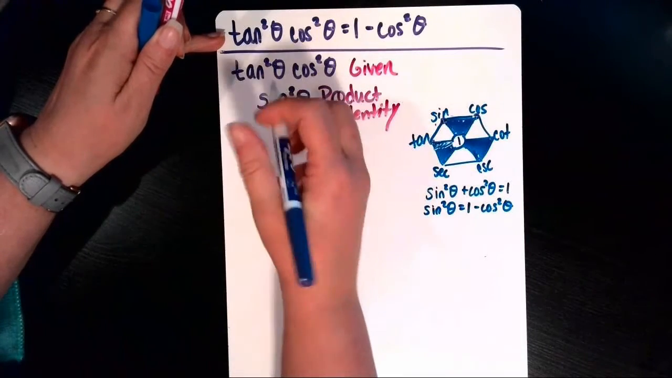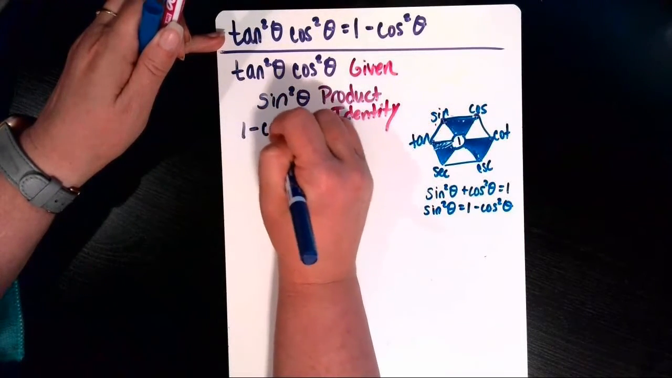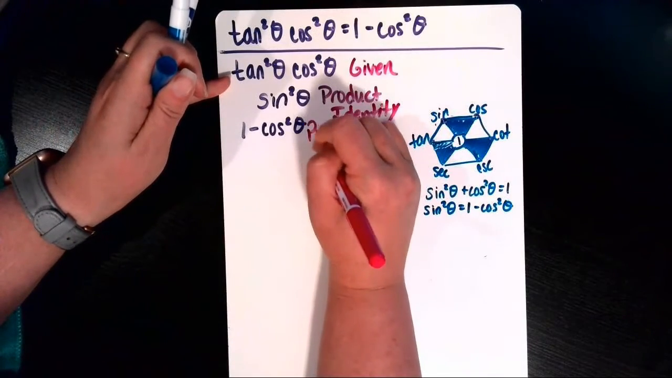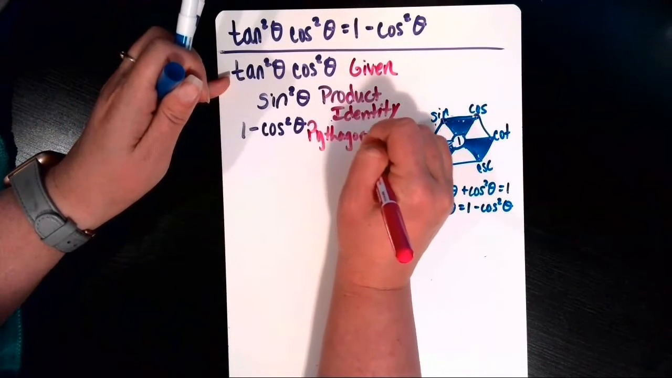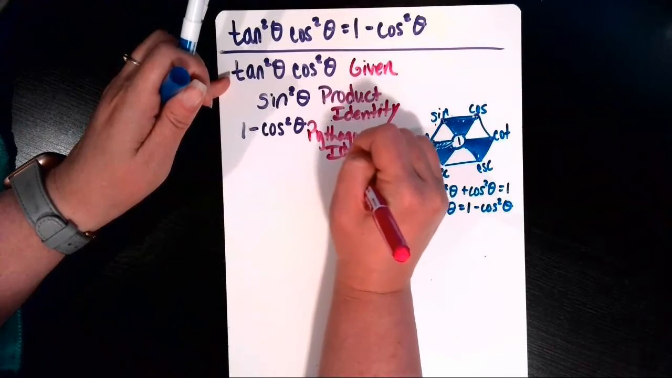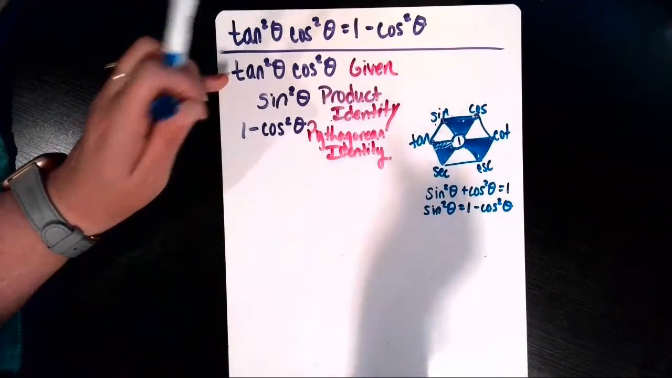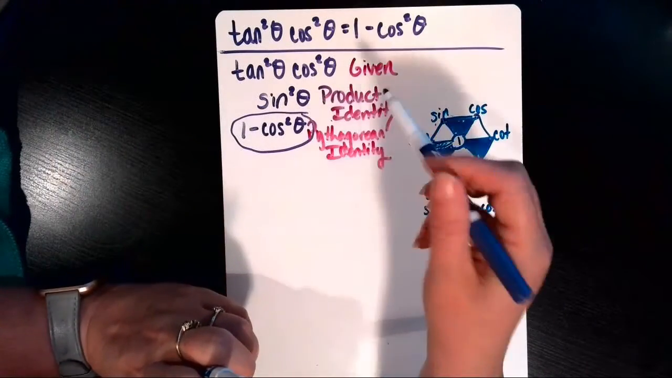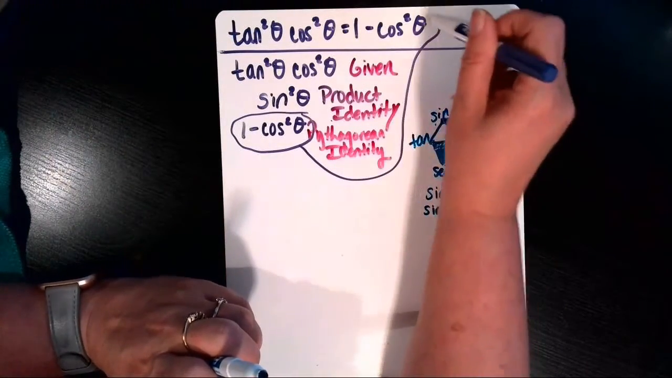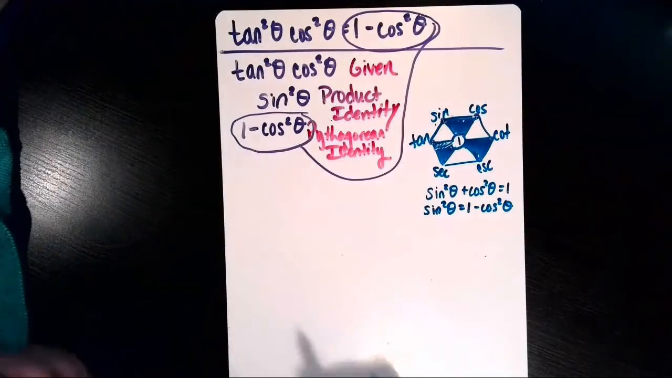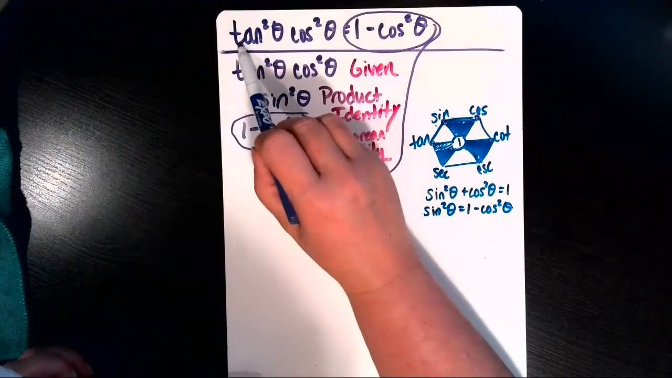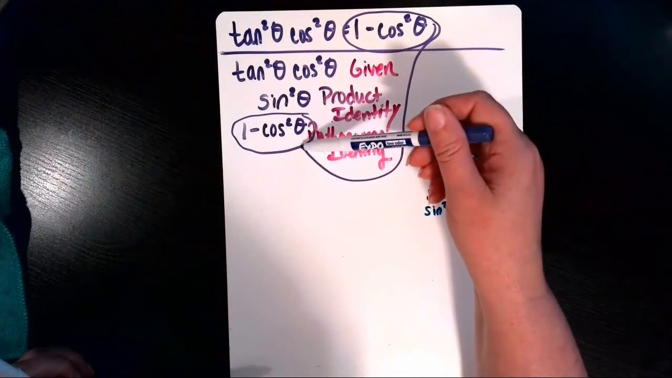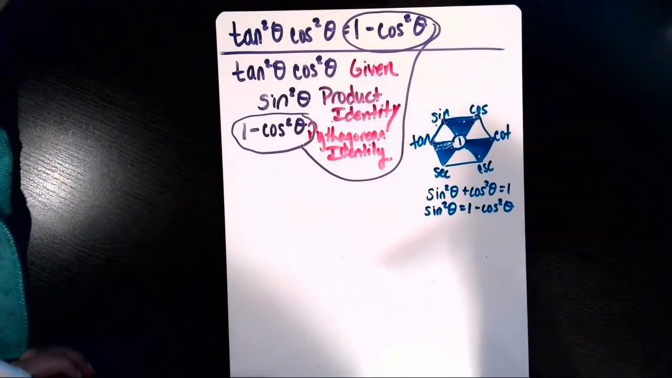So instead of sine squared theta, I can write that as 1 minus cosine squared theta, and that's using a Pythagorean identity. And now we have shown what we set out to show, which is that 1 minus cosine squared theta is what we were aiming for, right? Tangent squared theta, cosine squared theta, what we started with in the given, is now shown to be equal to 1 minus cosine squared theta.